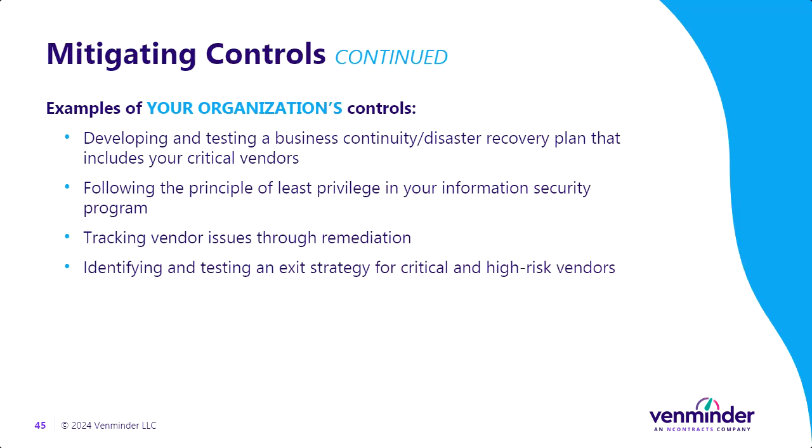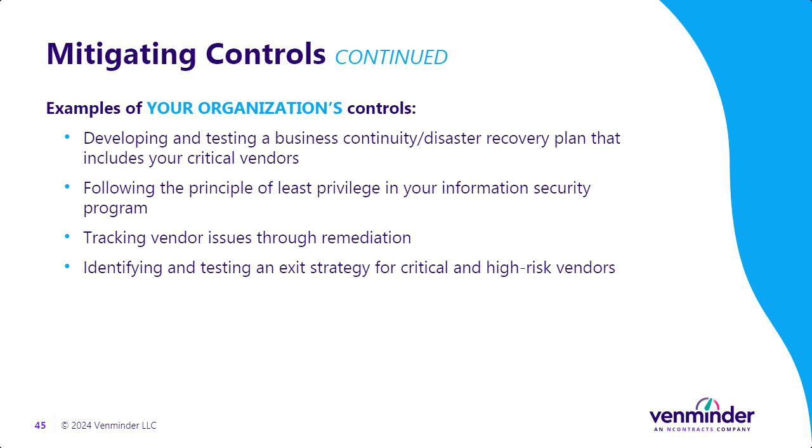And some examples of your controls. Remember, you both have a part in this control environment. One is developing and testing a business continuity or disaster recovery plan that includes those critical vendors. Another is following the principle of least privilege in your organization so that your information security program is secure. Tracking vendor issues through some type of remediation process, and identifying and testing an exit strategy for critical and high-risk vendors.